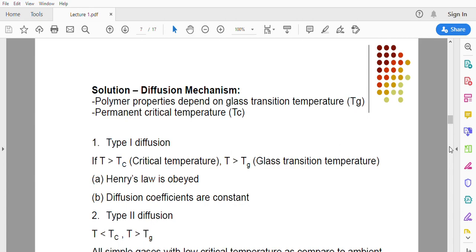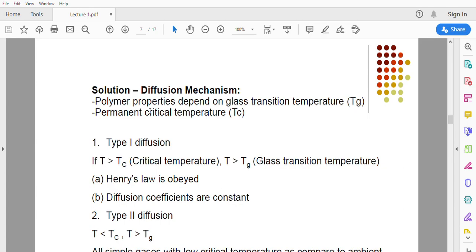Now we will discuss the solution diffusion mechanism, which is the most popular mechanism to understand gas separation using the membrane based separation process. In the solution diffusion mechanism, there are two most important parameters. First is the glass transition temperature of the membrane, and second is the critical temperature of the gas. So the polymer properties depend upon the glass transition temperature and the permeant critical temperature. Permeant critical temperature means the critical temperature of the gas.